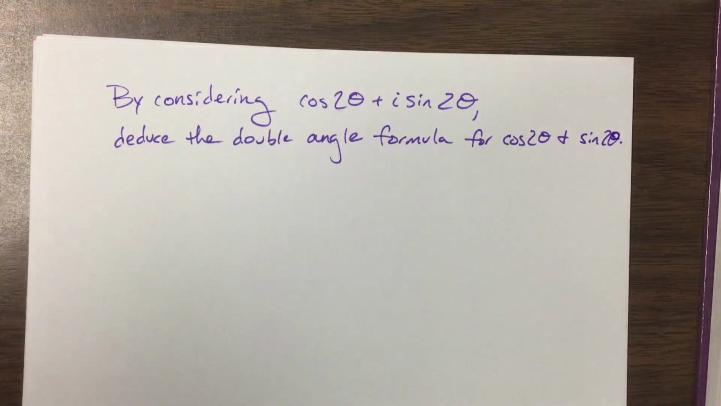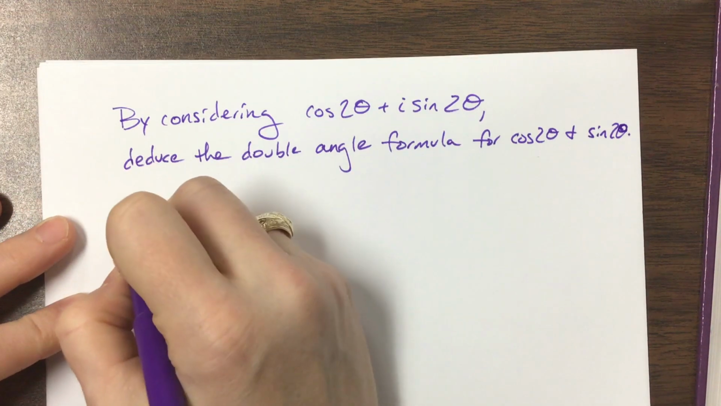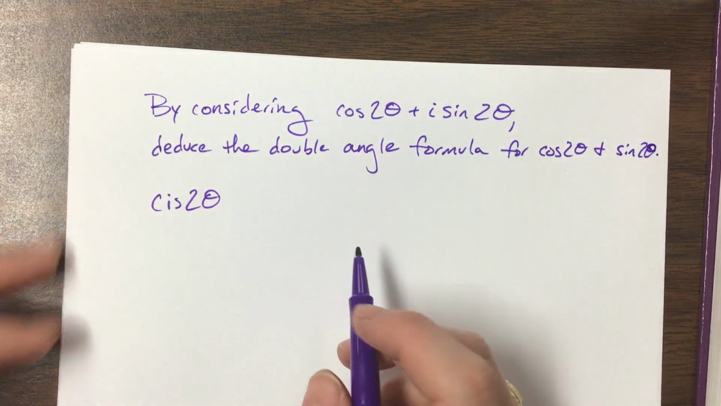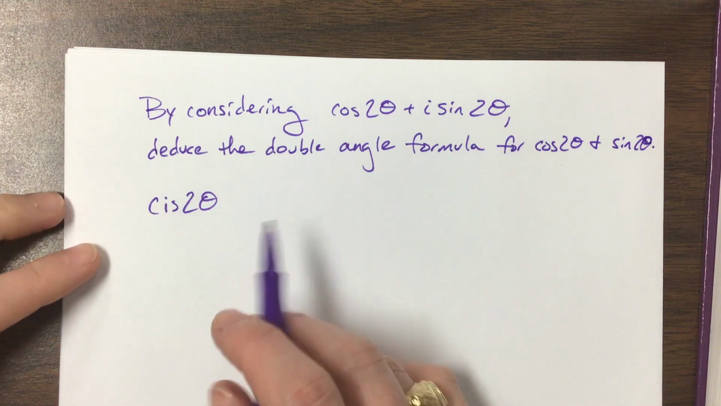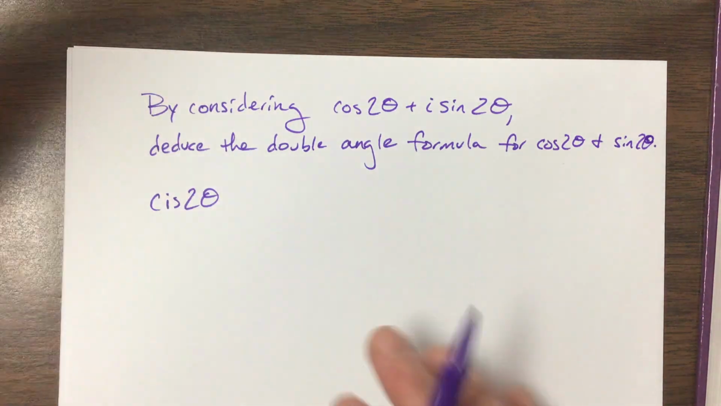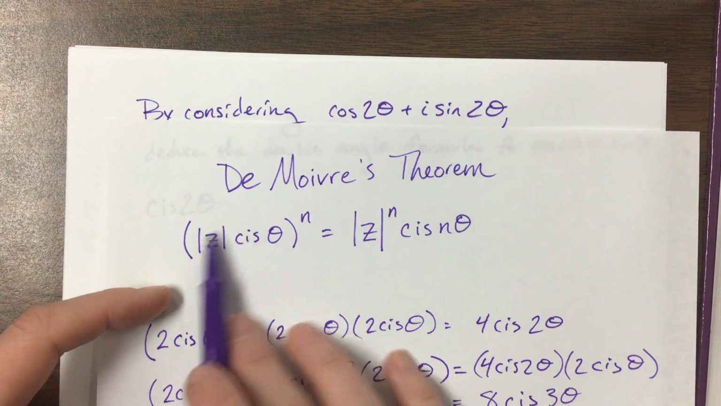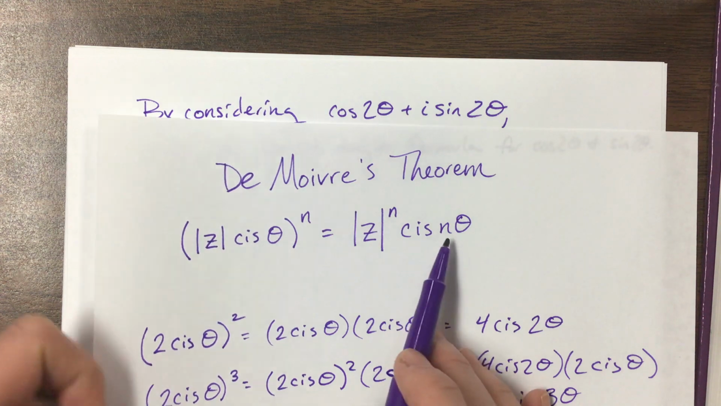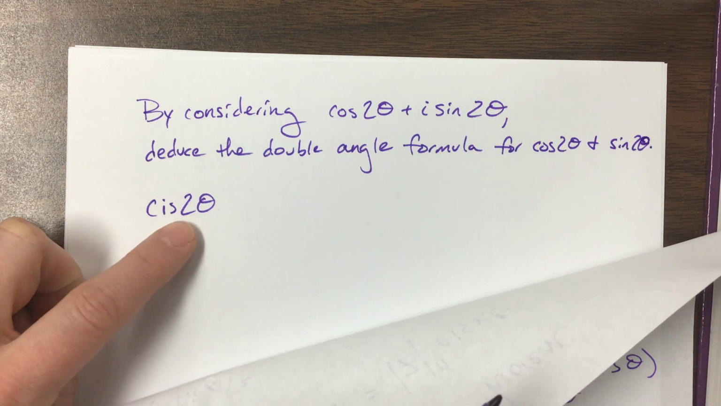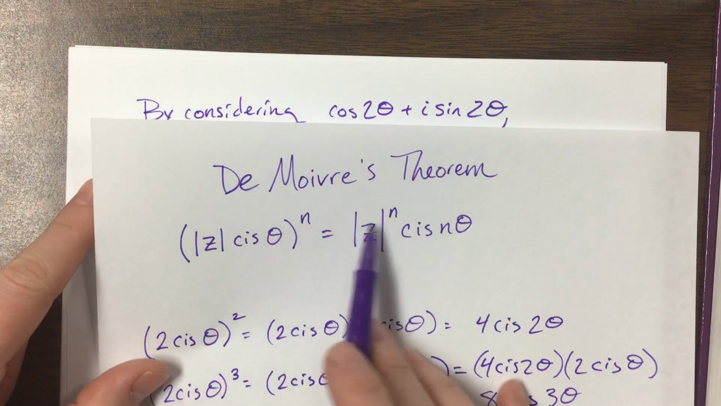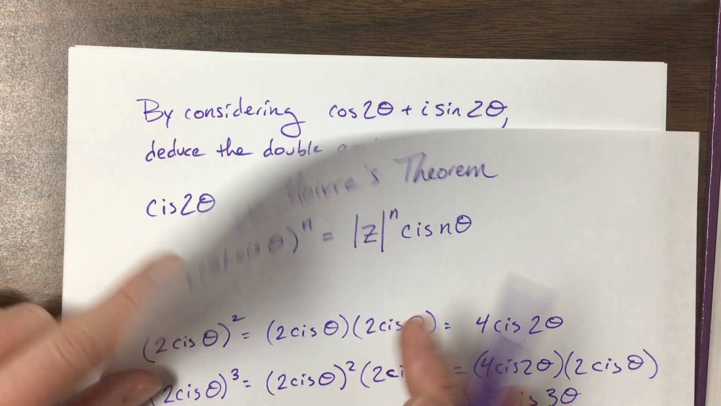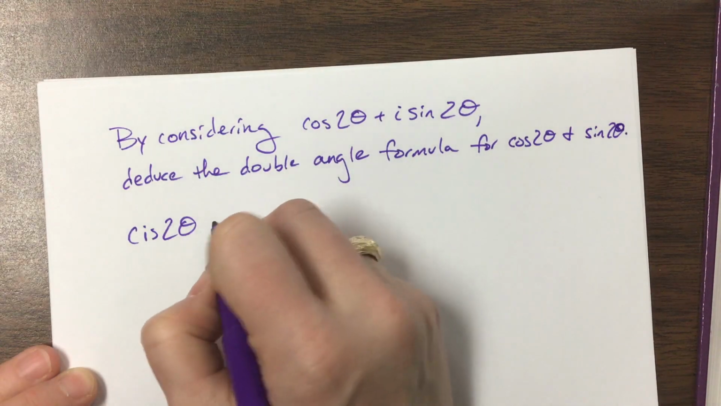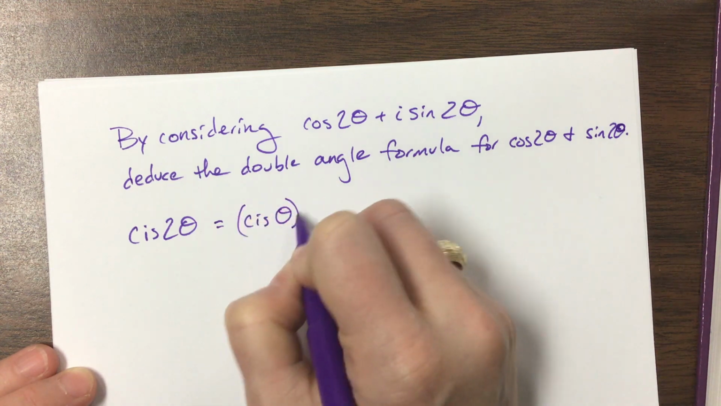So on this one, we have that this is cis of 2 theta. Well, we just said with DeMoivre's theorem, hang on, let me pull up DeMoivre's theorem real fast. Sometimes we start here: we've got a complex number and we're going to raise it to a power. Other times we start here, where we've got this n theta, and that's where we are here. Our n is 2. Notice that our modulus is just 1, and 1 to any power is still just 1. So what we've got is that this would be equal to cis theta squared.